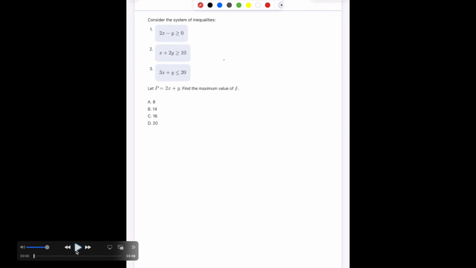How to deal with the question about linear programming in HKDSE, especially for the multiple choice questions. Here's an example we are going to solve, but before that, I would like to introduce some notation first.